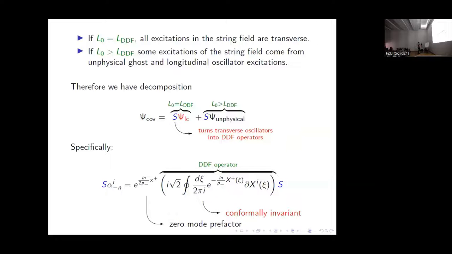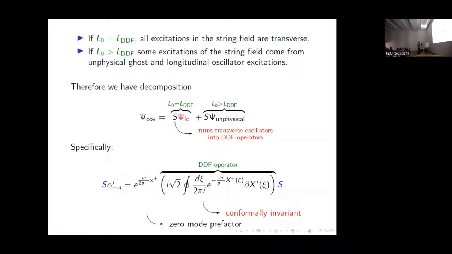And this decomposition looks like this, where now this psi light cone is our light cone string field. And there's an operator that acts on the light cone string field. This is called the Ishibashi-Kazama transformation.